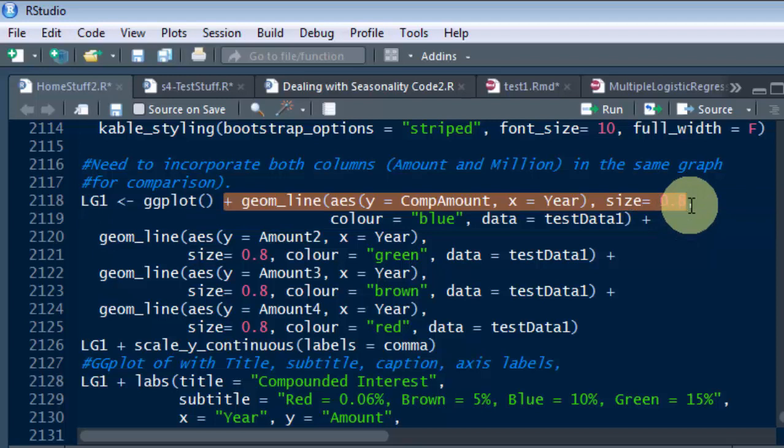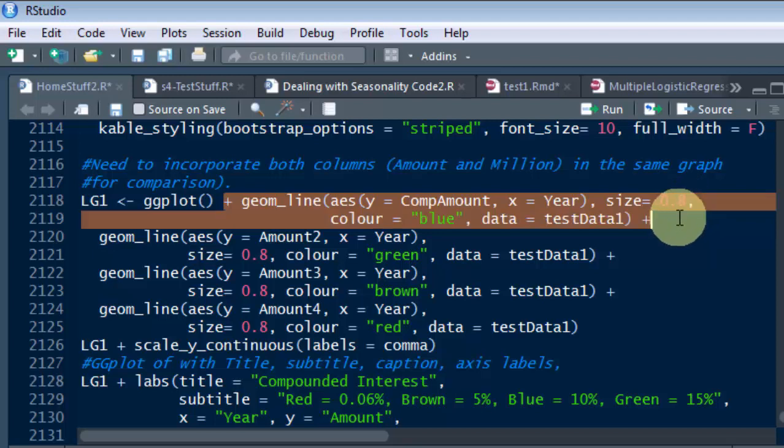And data equals test data 1. Plus, notice I don't have ggplot anymore. I only do that one time, the ggplot part here. But each one of these is the same. Geom line, aesthetics. But now I just change out the y variable to amount 2.